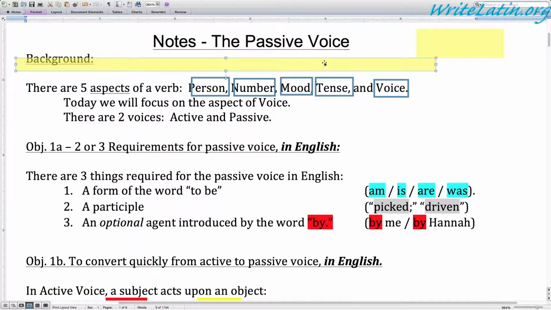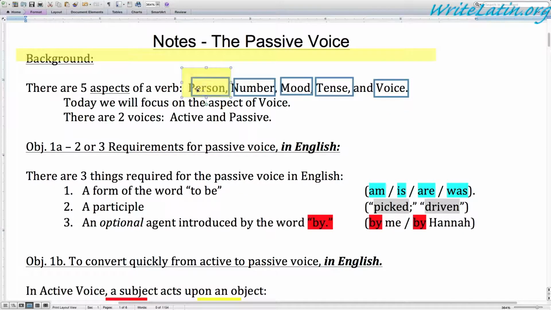First off, some background information. There are 5 aspects of a verb: person, number, mood, tense, and voice. In this section, we're just going to deal with voice. There are 2 kinds of voice: active voice and passive voice.